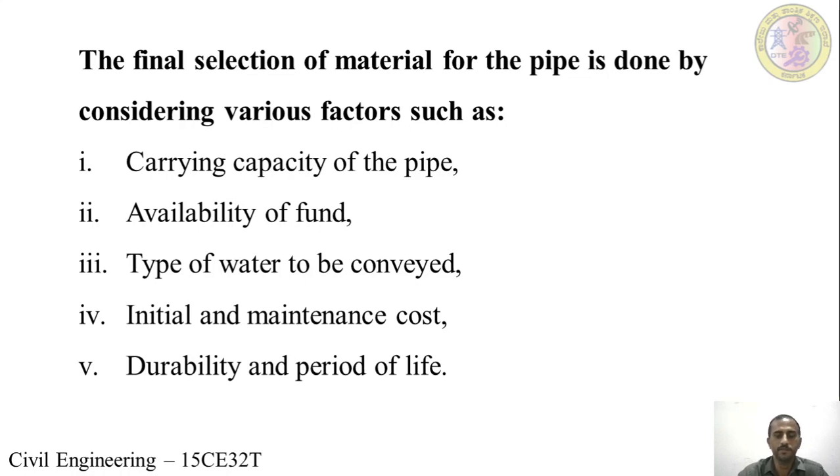Usually, Hazen-Williams formula is used for designing closed pipes and Manning's formula for open channels. We use the formula Q = AV, where Q is the quantity of water required in meter cube per second, A is the cross-sectional area of the pipe, and V is the velocity of flow in the pipe. If we know the quantity of water required and the velocity of flow, we can find the diameter of the pipe.